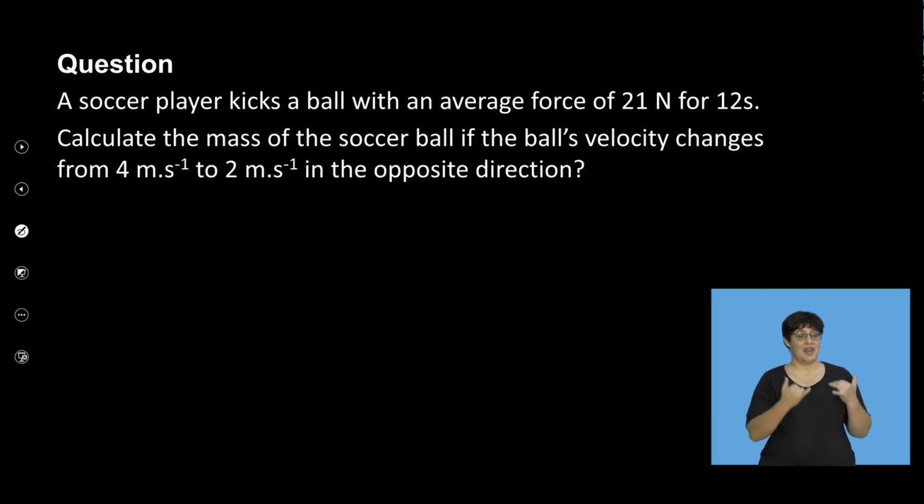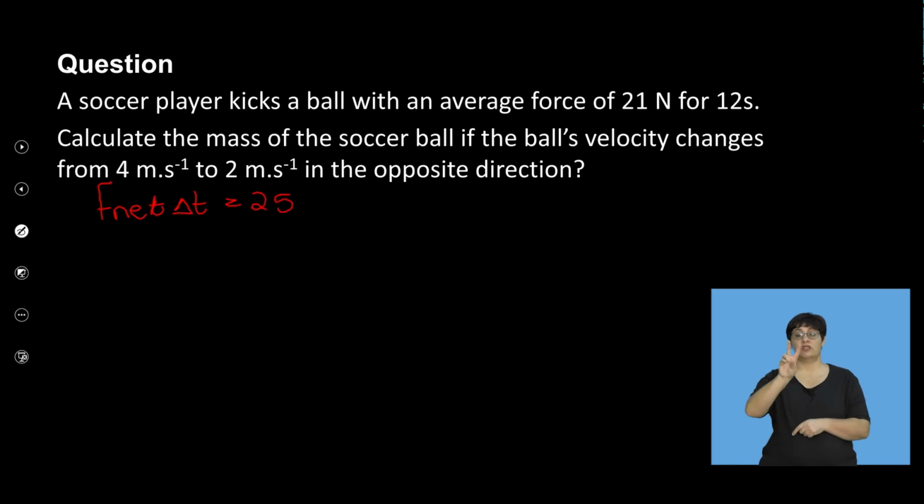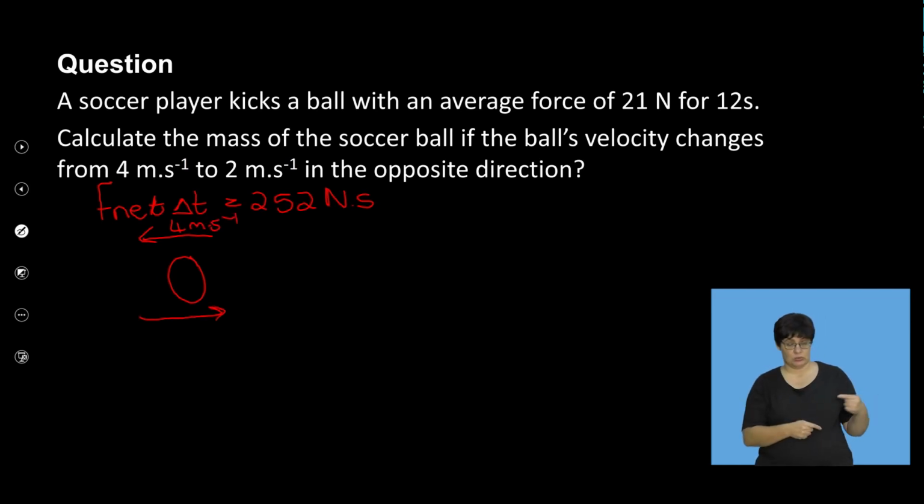Now they say to us that they want us to calculate the mass of the soccer ball if the ball's velocity changes from 4 meters per second to 2 meters per second in the opposite direction. So first thing we know is that F net delta t is 252 Newton seconds. The situation says that my soccer ball is going 4 meters towards the player and then is going 2 meters away from the player.